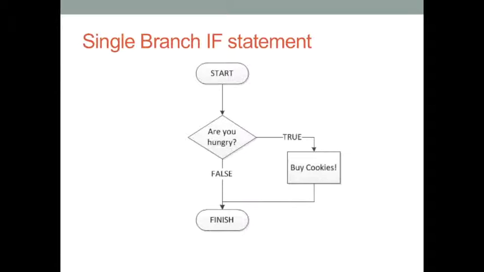So an example of a very simple single branch if statement, we would describe this as if you are hungry, buy cookies, or if hungry is equal to true, buy cookies. If it's not equal to true, nothing happens and we go straight to the end.